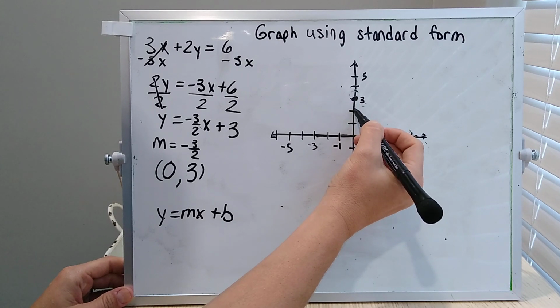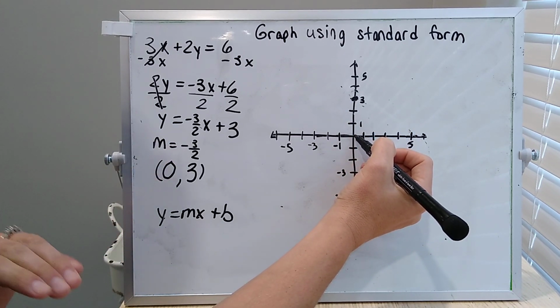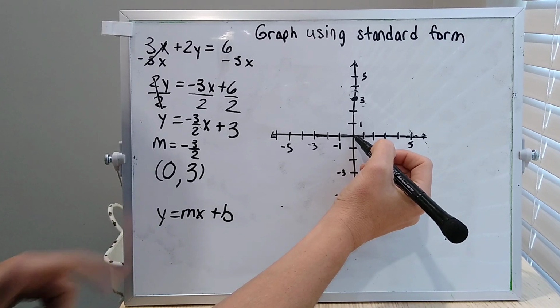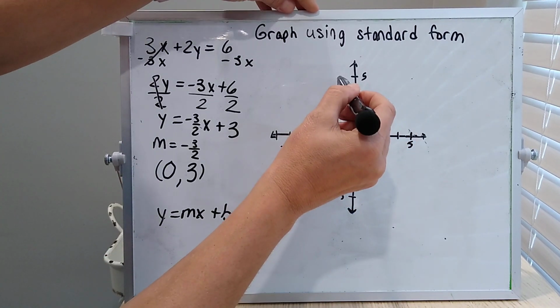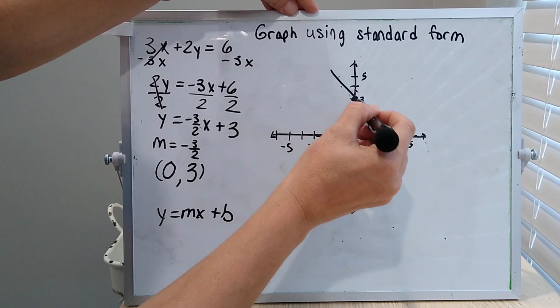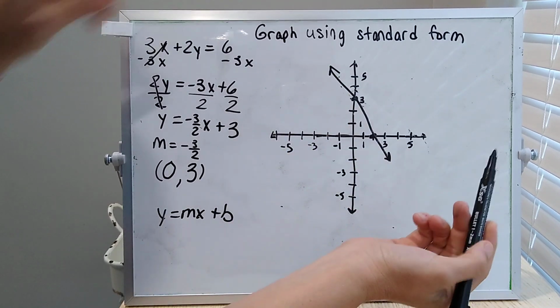So down 3, 1, 2, 3, and our 2 means that's our run, so we're going to go left or right, and this time we're going to go right because it's positive. So there's our other point. Now you can draw the line. It's not a perfectly straight line, but that's okay.